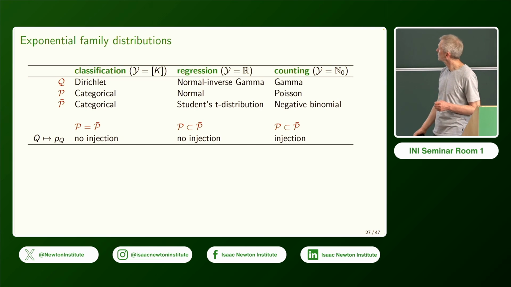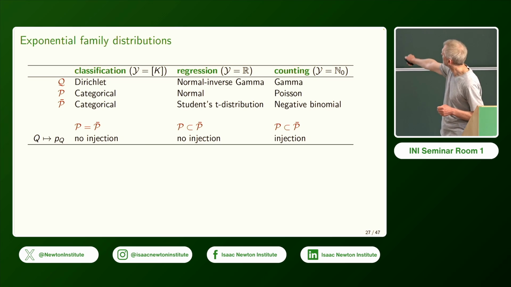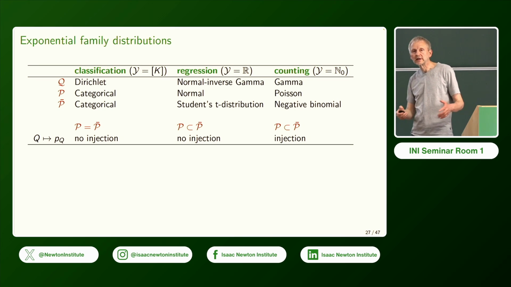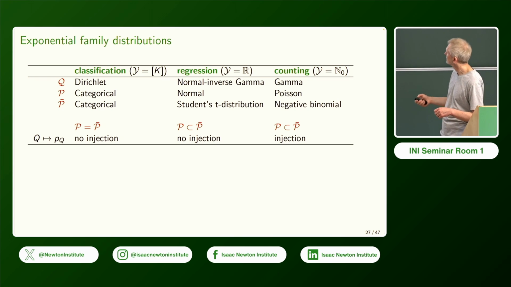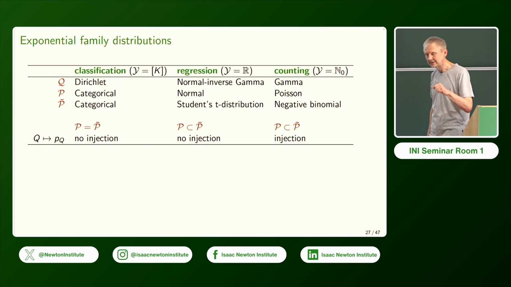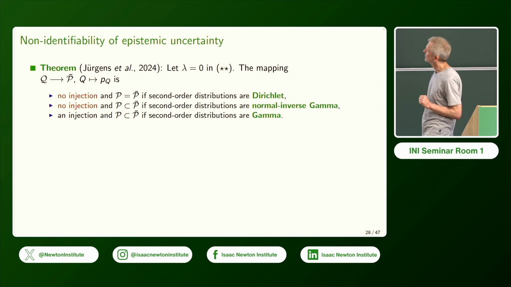For counting data, you can also look at the Poisson distribution, for example. Put gamma on top, and you end up with negative binomial. Again, you are a little bit more expressive. Here it's indeed an injection, interestingly, that you obtain. But here there are other technical problems which again are a little bit troublesome.